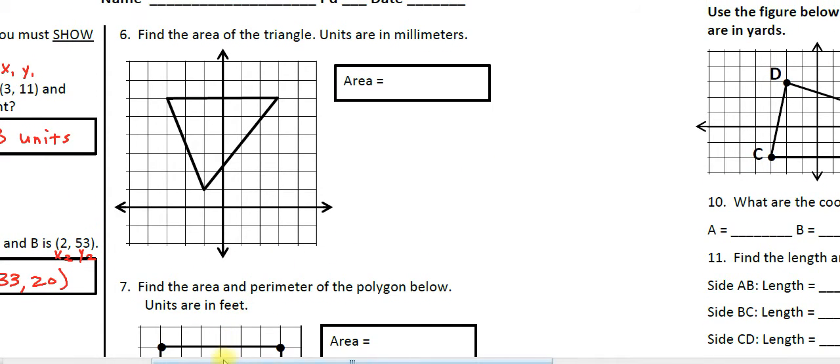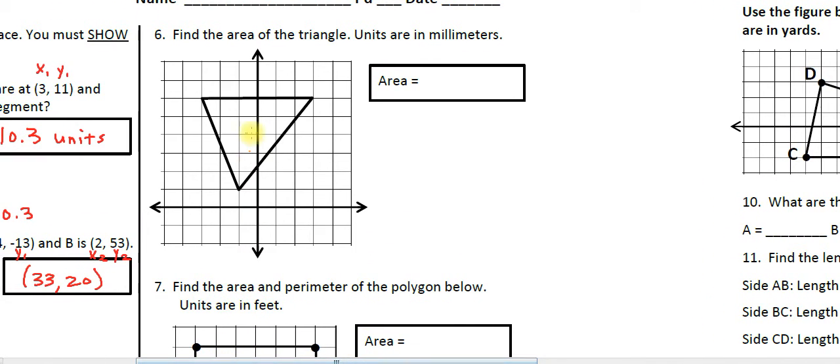Number 6, find the area of the triangle. We're doing area now. Units are in millimeters. That means my final units will be millimeters squared. And for a triangle, we know the area of a triangle is 1/2 times base times height. Now many of you are saying base times height divided by 2. Same thing. It'll work the same either way.